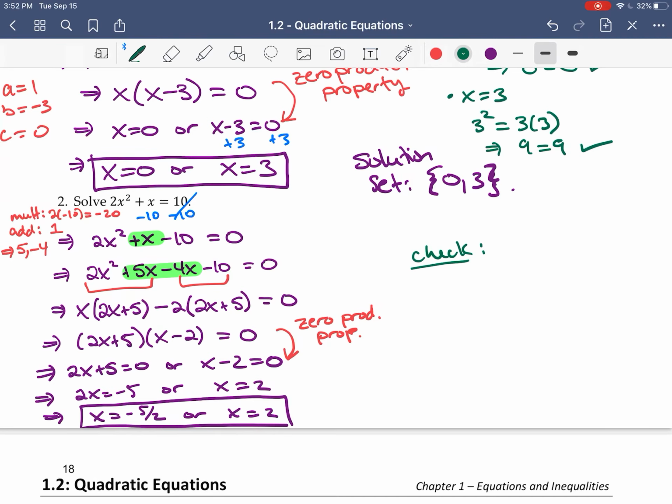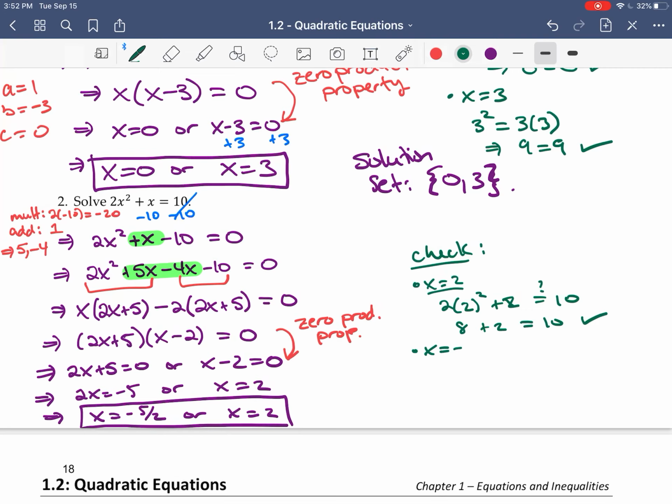Okay, so we can plug them into the original. So let's check x equals 2 first. So that's going to be 2 times 2 squared plus 2. We want to know, is that equal to 10? Well, 2 times 2 squared, that's 8, plus 2, it is equal to 10. So that is a solution.